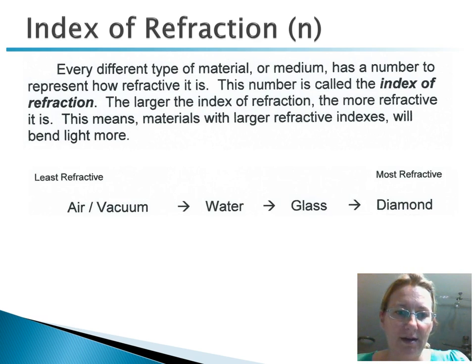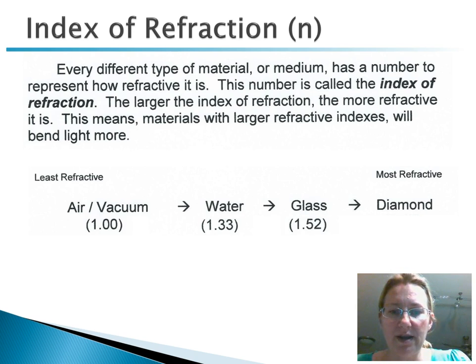So let's look at our different substances we looked at before. We know that the least refractive was air in a vacuum, and the index of refraction for air in a vacuum is 1. Now water, slightly more optically dense than air, has a refractive index of 1.33. Glass is more optically dense than water, so it slows the speed of light down more. Its index of refraction is 1.52. And diamond, the most refractive substance, the most optically dense substance, the substance that slows light down the most and will bend light the most, is 2.42.